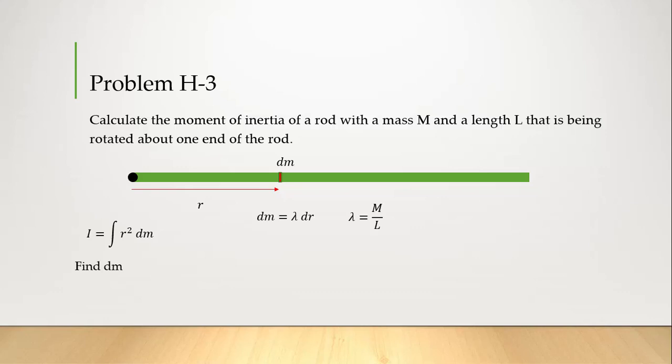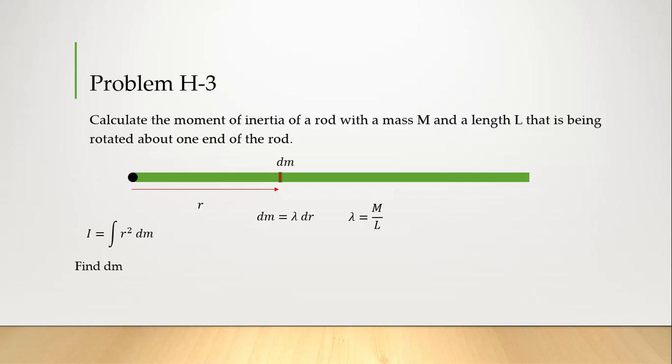And so what I could say about dm is that it's equal to lambda, the density of the rod, times dr. Well, if this is a uniform rod, lambda is easy to find, just mass divided by length. So lambda basically talks about what is the mass per unit of length. dr is this small little unit of length. dm is how much mass is in this small unit of length.